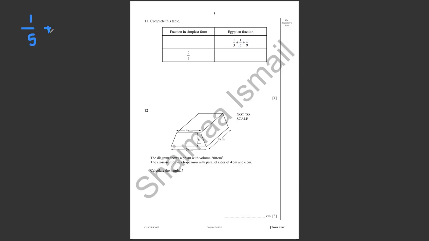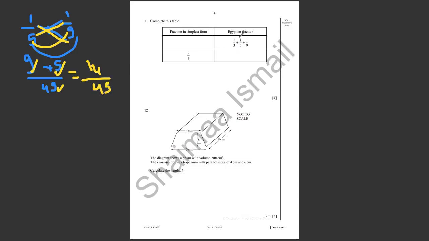1/5 plus 1/9. I started from the end, okay? So let's do this. Here we have 9 plus 5 divided by 45. This way we call it the zigzag way. Remember, we multiply 1 by 9, it's 9. 1 multiplied by 5, it's 5. Then 5 times 9 is 45, which equals 14/45. So we take these two and we substitute them with 14/45.